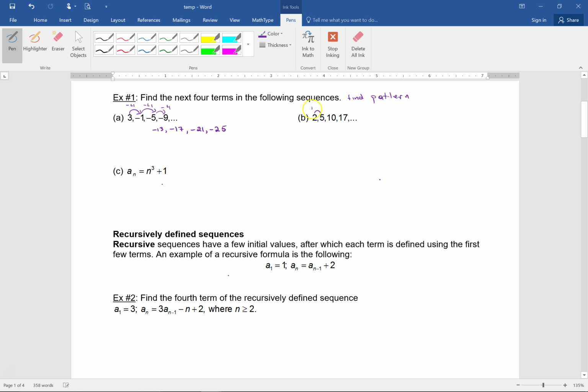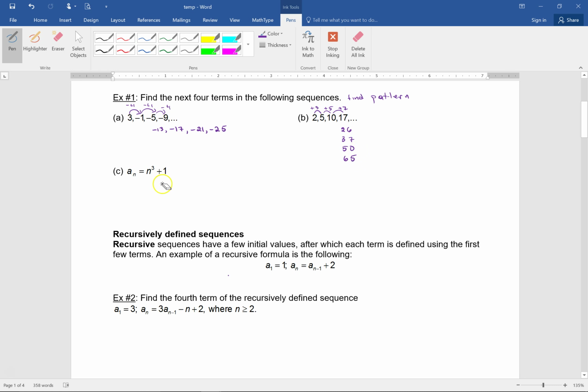All right, the next one here, again, we have to find the pattern. So here we add 3, here add 5, add 7. So we're increasing, we're adding consecutive odd numbers. So then you add 9 and you get 26, and you add 11 and you get 37, 50, and 65. And that's the next 4.